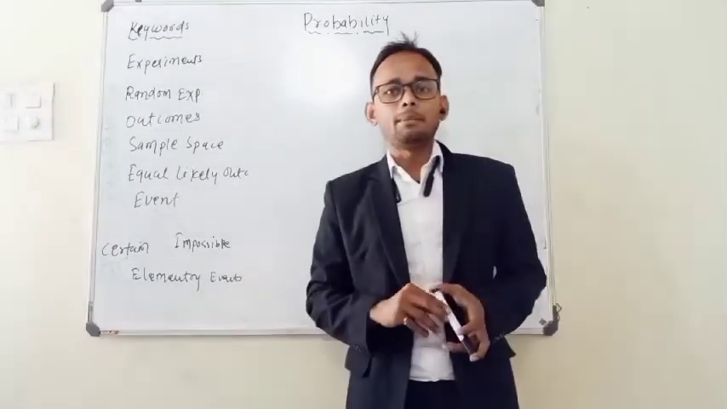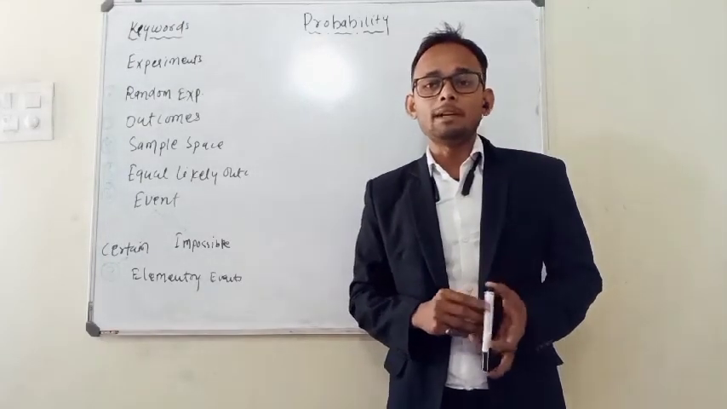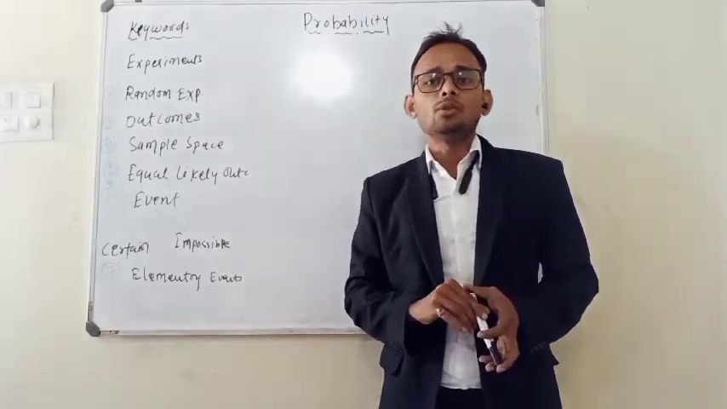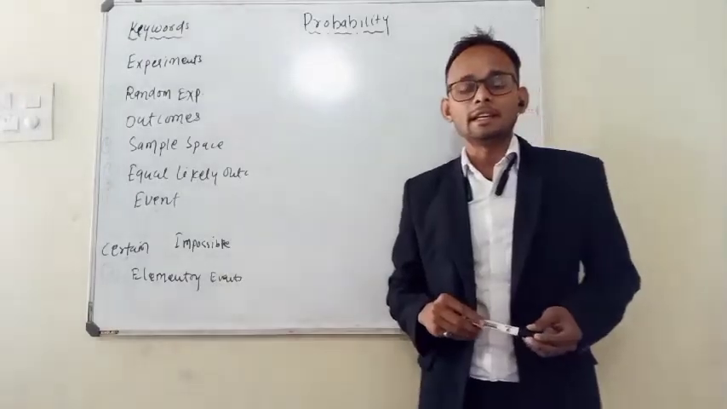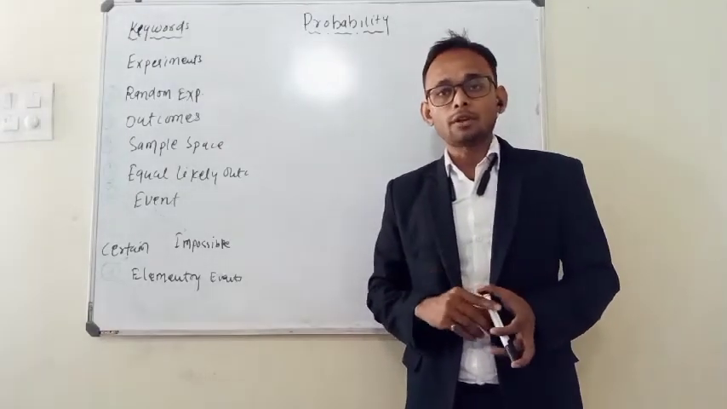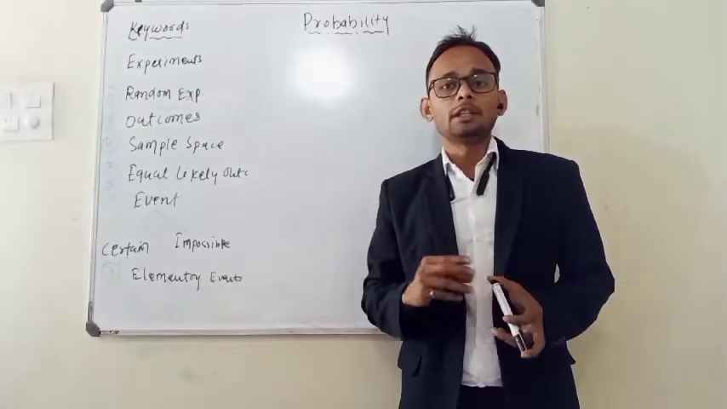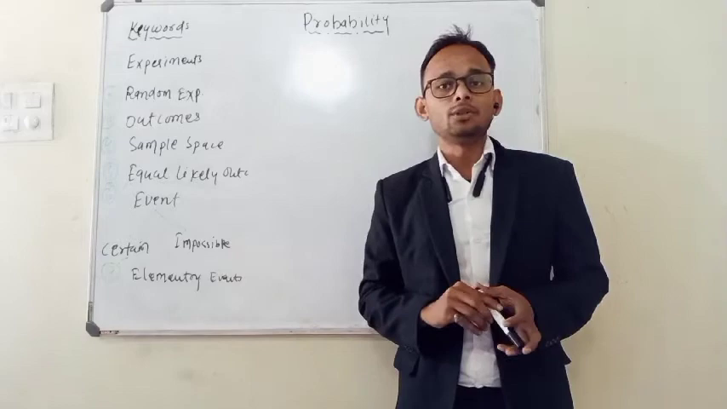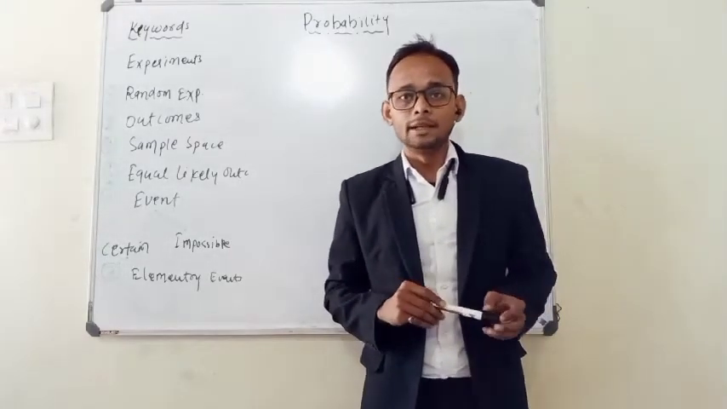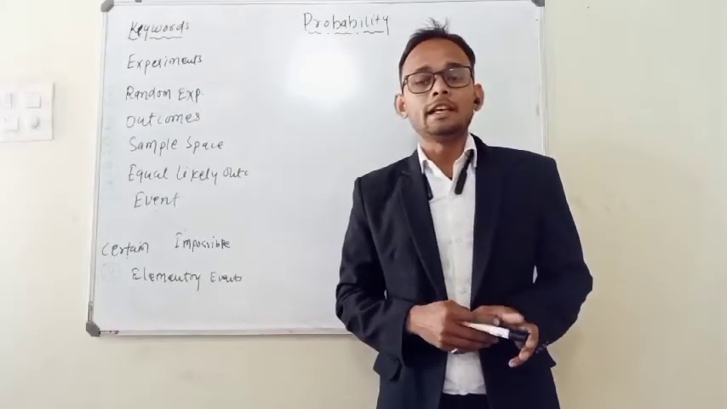For example, if today it will rain or not, that is probability. We are not sure whether it will rain or not. Likewise, if you take the example of a dice, if a dice is thrown, what will be the chances of getting 1 or 2 or 3? It can be anything, 1, 2, 3, 4, 5 or 6. So this is called probability. Here we will discuss probability.